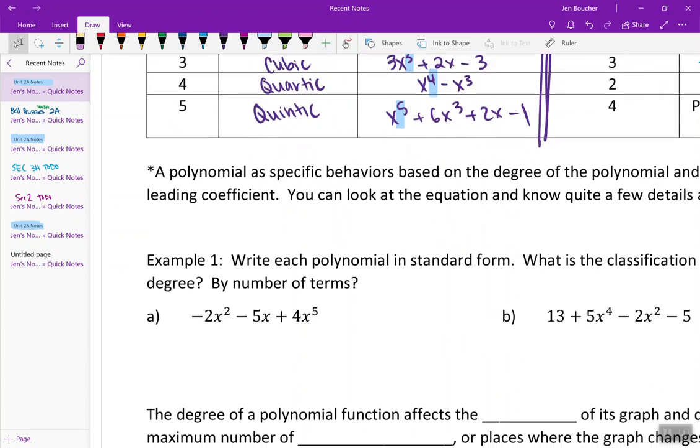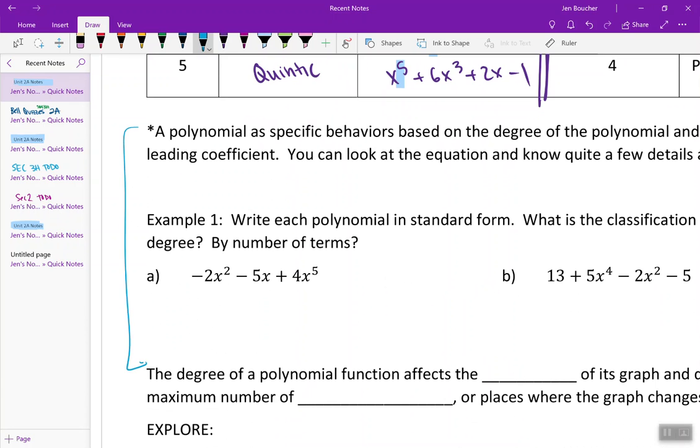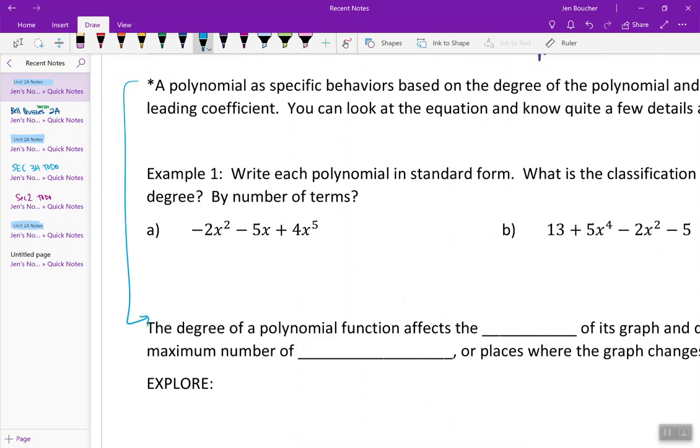This little star thing probably should have come down here. But we care about the degree. We care about if it's a positive or negative. That's going to determine what the end behavior looks like. So let's just name number one, example one, and then we'll move on.